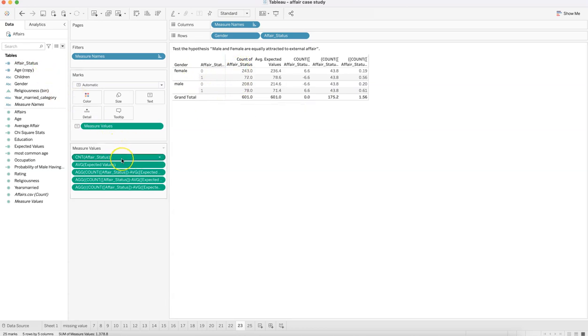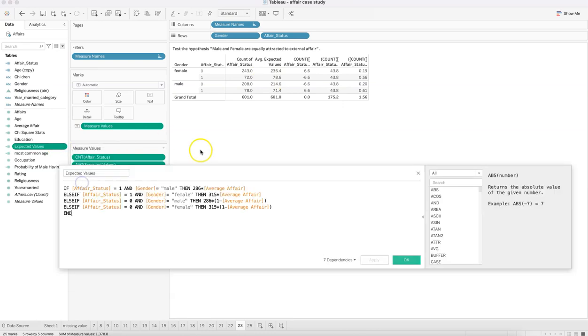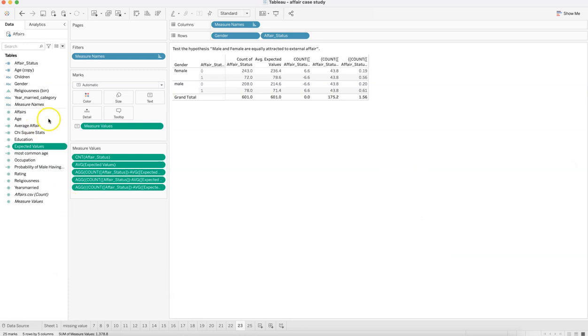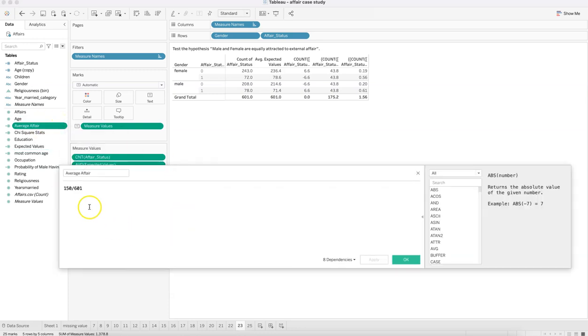You bring the count and it gives you the value, and then the average of expected value. What is the expected value? If affair is 1 and gender is male, then you have 286 multiplied by the average affair. But before that we need to check the average affair. The average affair is 150 divided by 601. Where does this 150 come from? It is the total affairs for both male and female, 72 plus 78 giving you 150.